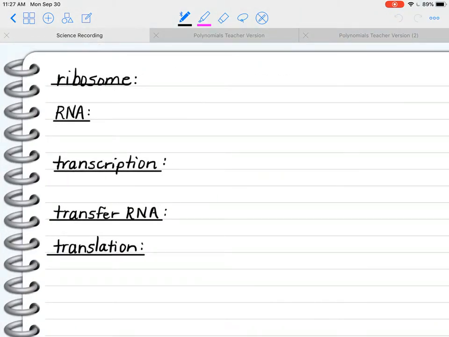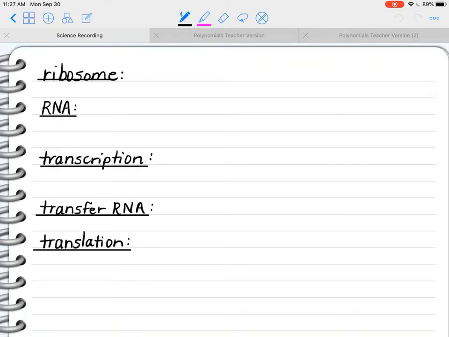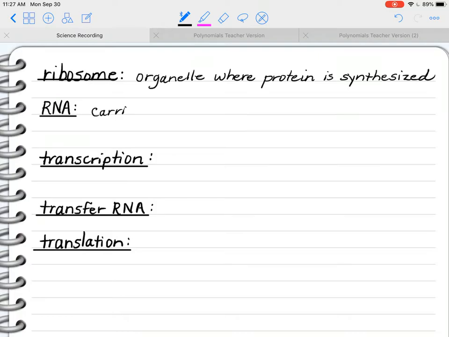Okay, the next term is ribosome. It is an organelle where protein is synthesized. It's made. RNA carries genetic code from nucleus to cytoplasm.